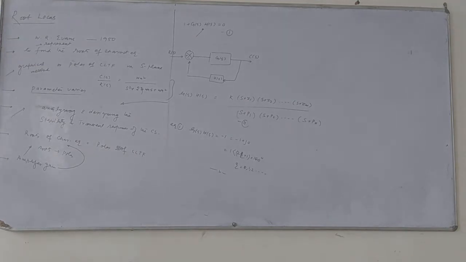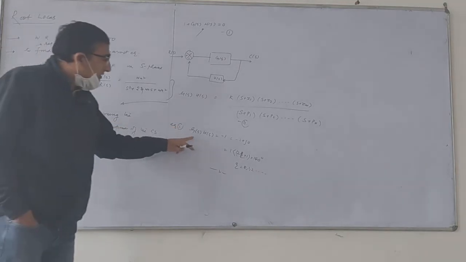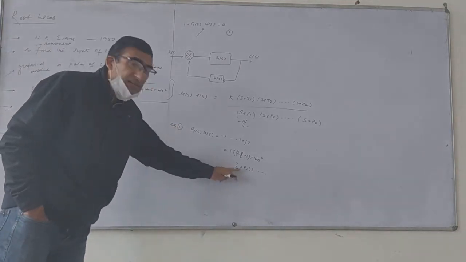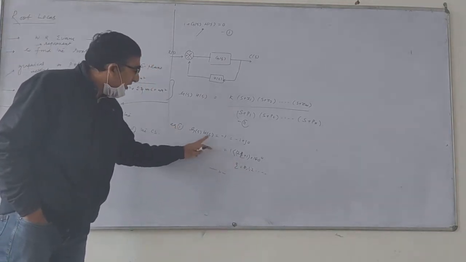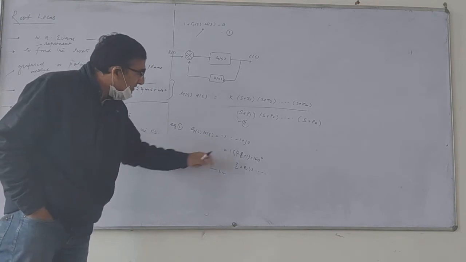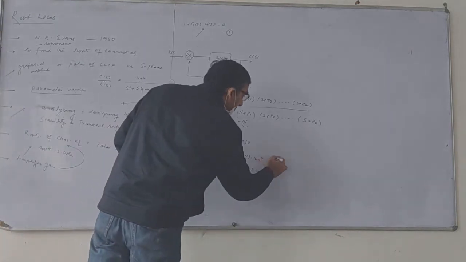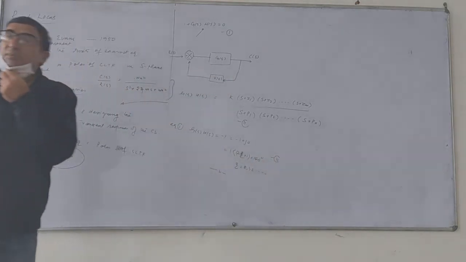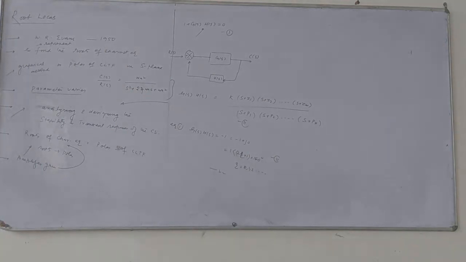Okay. Now the key point is here. Key point is what? If we are talking about the root locus, and we have different values of s, any value of s that satisfies this equation, let's call it equation number two, will be called a root of the characteristic equation.